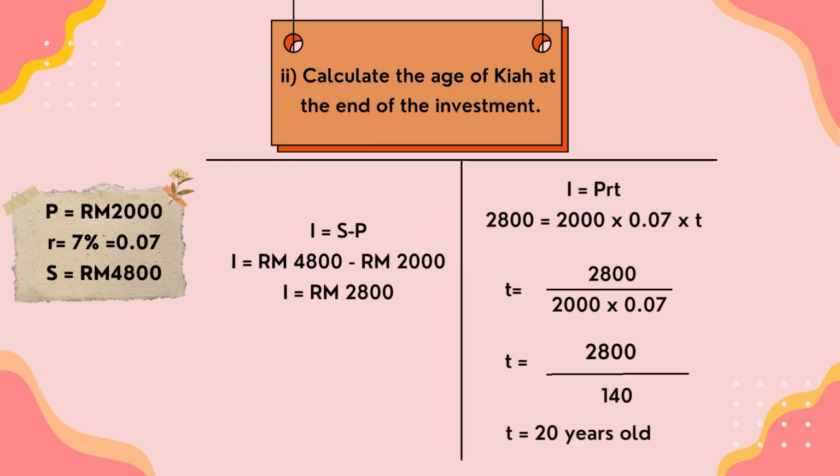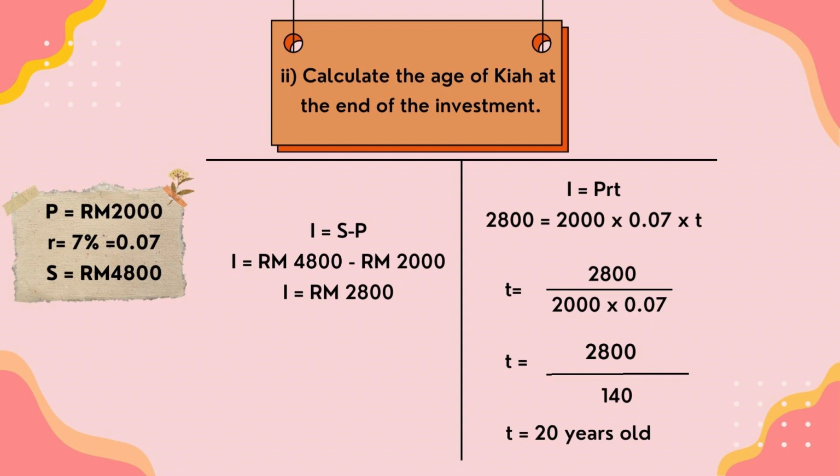The first step is writing down the formula. For this question, the formula is I equals S minus P. Then we will fill in with the numbers that we have listed down. It should be I equals RM4800 minus RM2000 and then calculate it. The answer will be RM2800. That's for the first step.